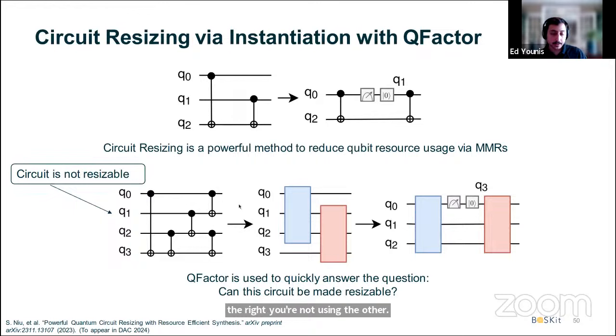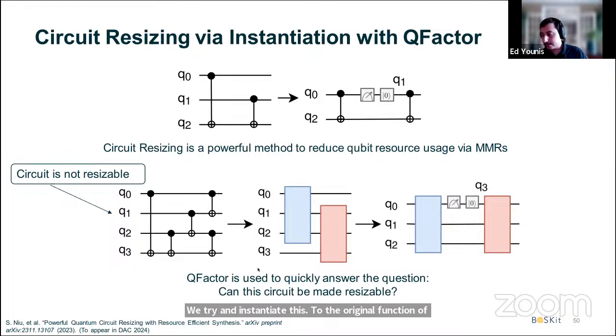Let's take a look at this example here. Not all circuits are resizable, though. This circuit is not. There's no way you can schedule the gates in such a way that it is resizable. But what QFactor allows us to do, and what we've demonstrated with this work, is use these higher dimensional SU operators to write a circuit template very quickly that parameterizes all of the possible resizable circuits. If there is a resizable circuit, then it looks something like this, where maybe these blocks are expanded out to different gates. And we try to instantiate this to the original function of the circuit.